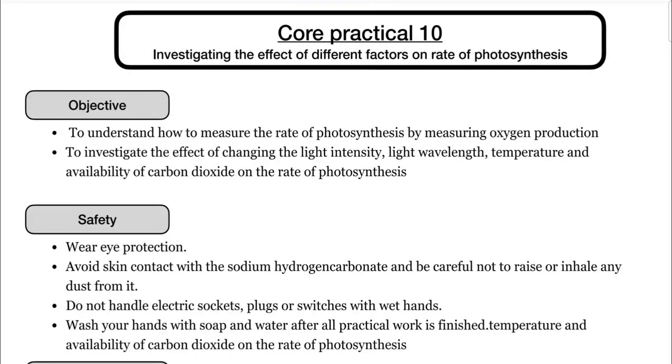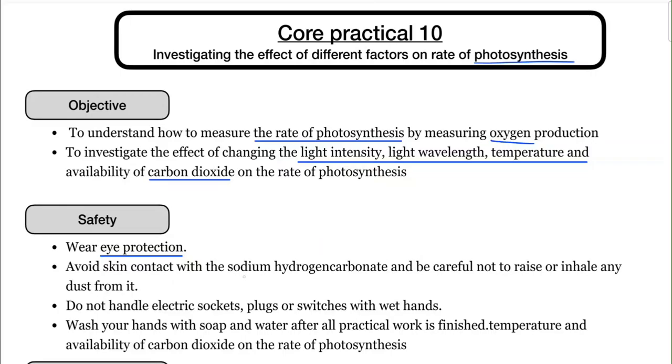Hi everyone and welcome to our core practical 10, which is investigating the effect of different factors on the rate of photosynthesis. Our objective in here is to understand how to measure the rate of photosynthesis by measuring the oxygen production and to investigate the effect of changing light intensity, light wavelength, temperature, and the availability of carbon dioxide on the rate of photosynthesis. For safety, remember to use eye protection.